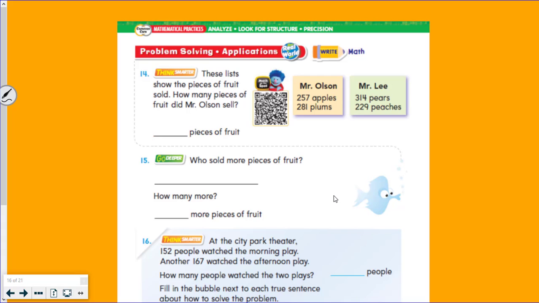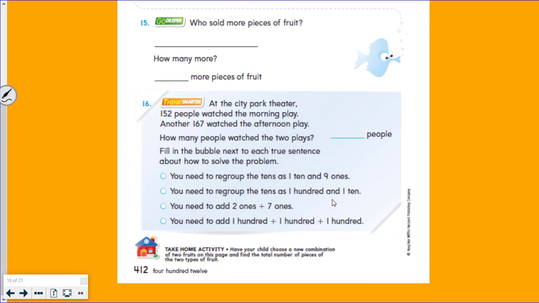Right here. And what I want is this Think Smarter problem right here, number 16. At the City Park Theater, 152 people watched the morning play. Another 167 watched the afternoon play. Okay, so this says how many people watched the 2 plays, blank people, and then we'll worry about this part after we figure out how many people watched the 2 plays. So go ahead and pause your video, use some of this empty space, whatever you need, and see if you can figure out how many people watched the play all together in the morning and the afternoon.